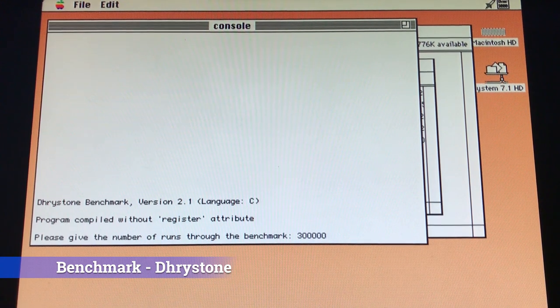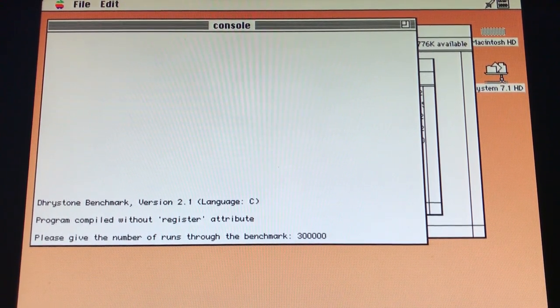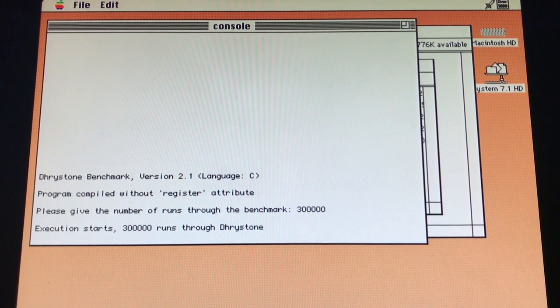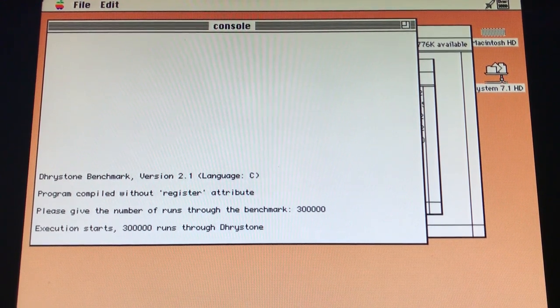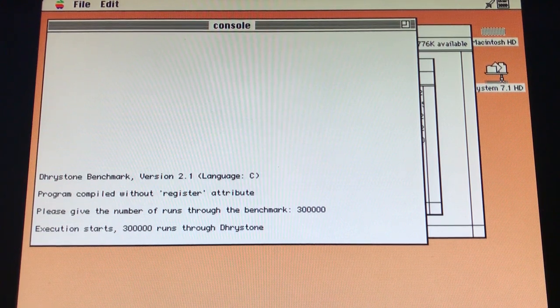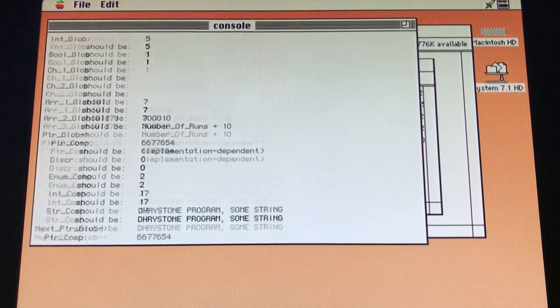First, we're going to start with a benchmark. We're going to run the Dhrystone benchmark, which is written in C. We have to run a high number of runs because the benchmark will refuse to run with a low number of runs. We'll run this on the Rocket and reboot and run it on the 2CX so you can see the performance difference. Dhrystone isn't a super excellent means of measuring performance, but it's one of the few benchmarks that runs on System 6. There are a lot more benchmarking suites for System 7.